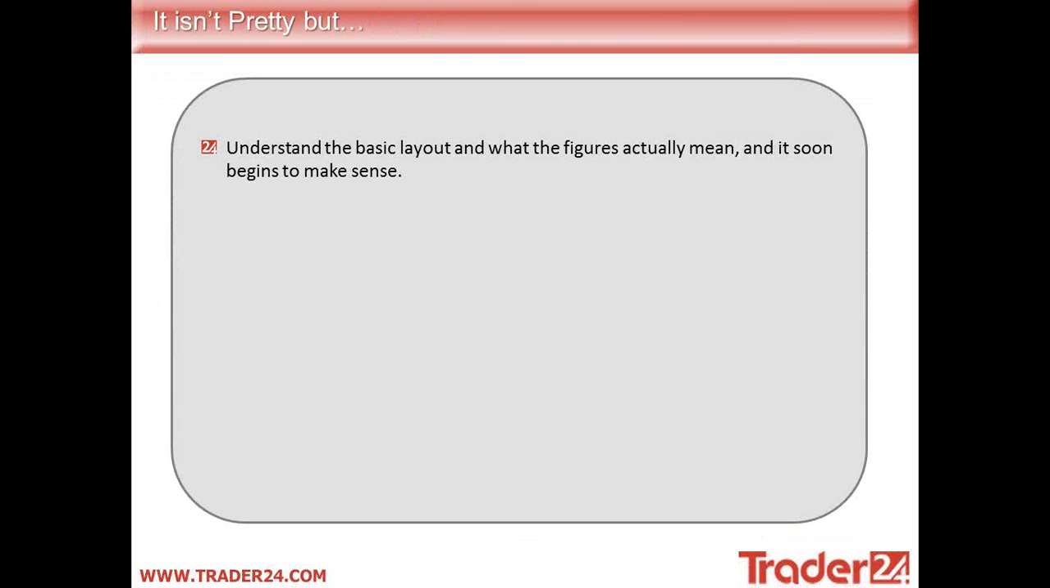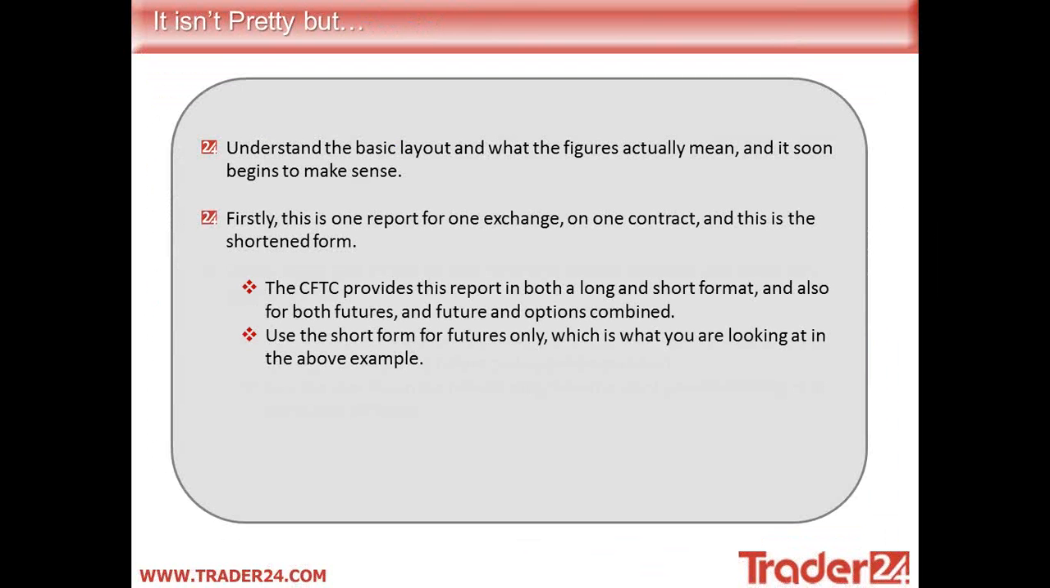Okay, so as I said, it's not pretty, but if you understand the basic layout and what the figures actually mean, it'll soon begin to make sense. Firstly, this is one report for one exchange on one contract, and this is essentially the shortened form. So you have various different reports for different exchanges and for different products. So this is the one that we're focusing on in terms of the British pound.